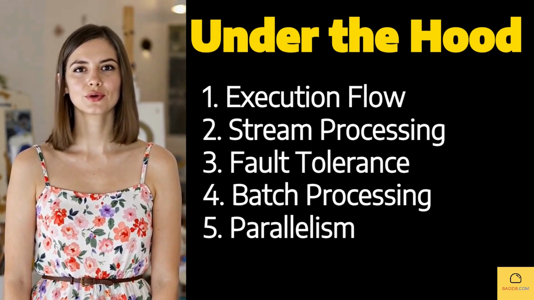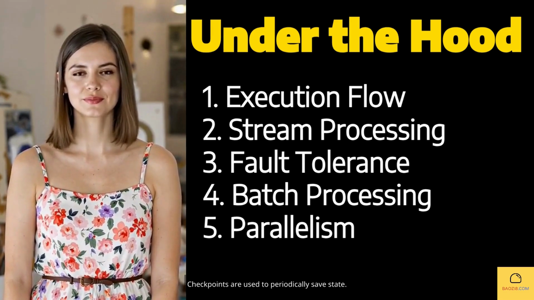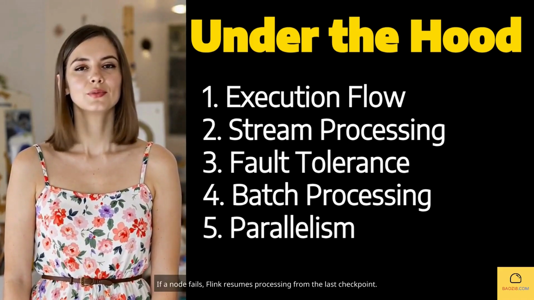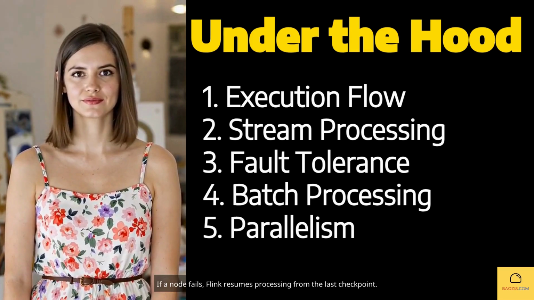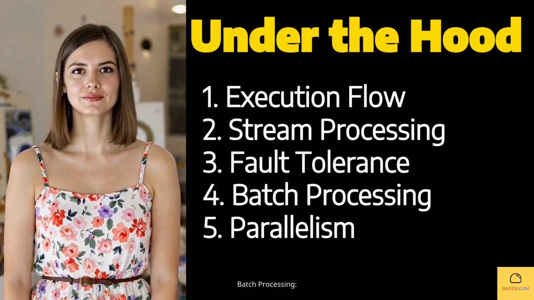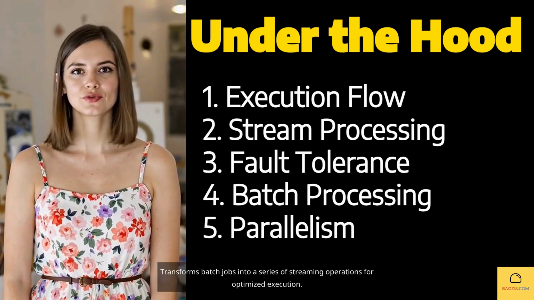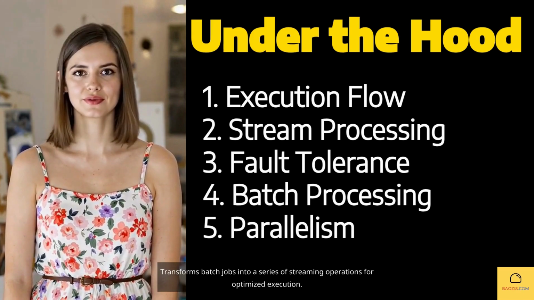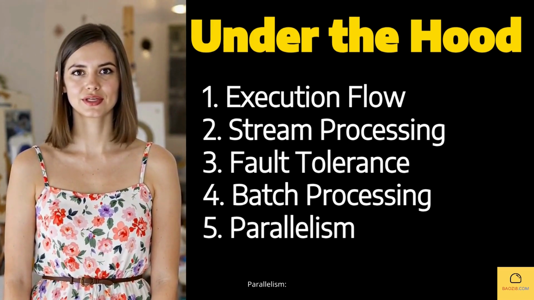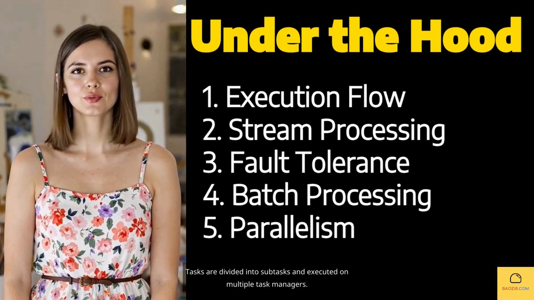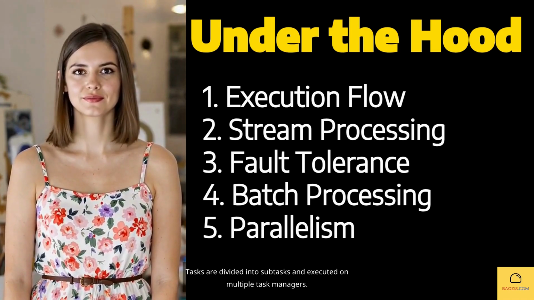3. Fault tolerance. Checkpoints are used to periodically save state. If a node fails, Flink resumes processing from the last checkpoint. 4. Batch processing transforms batch jobs into a series of streaming operations for optimized execution. 5. Parallelism. Flink achieves scalability through parallelism. Tasks are divided into subtasks and executed on multiple task managers.